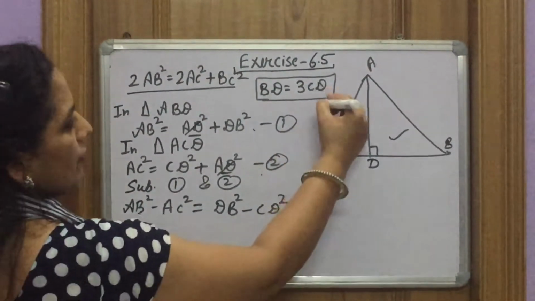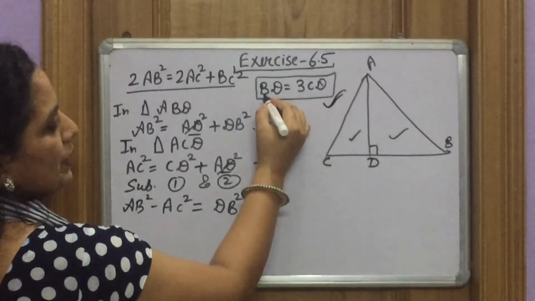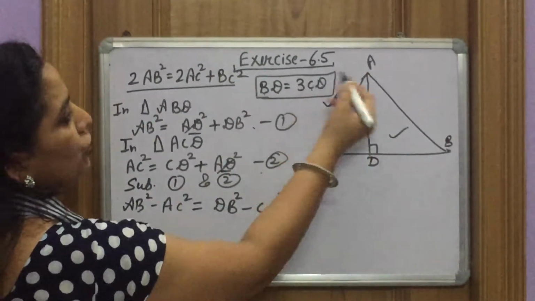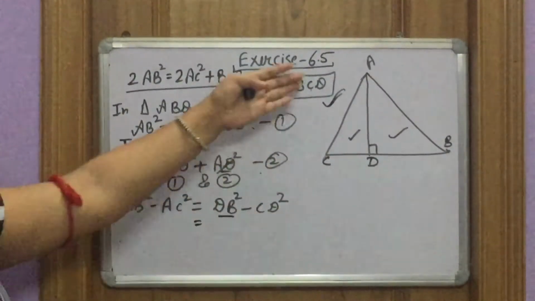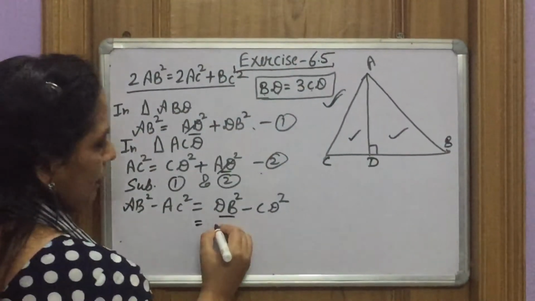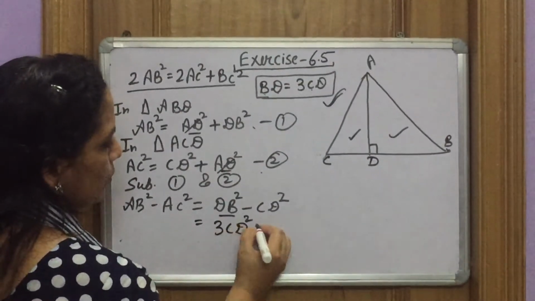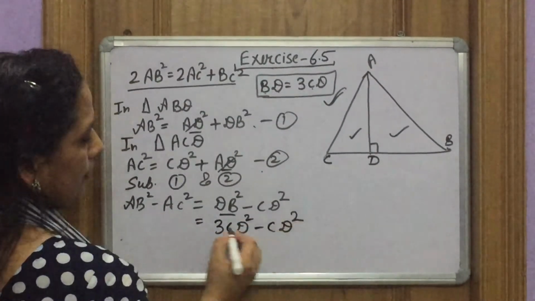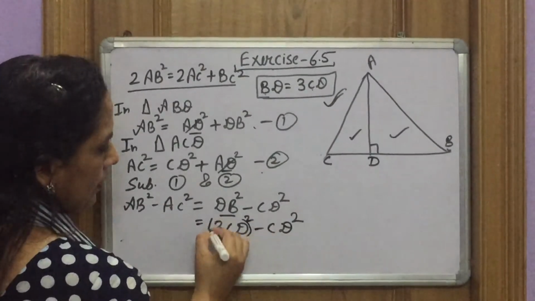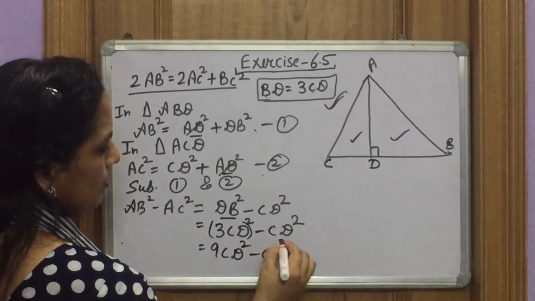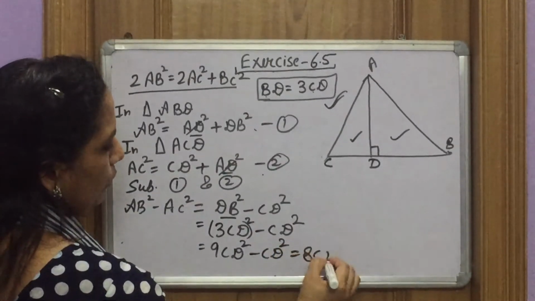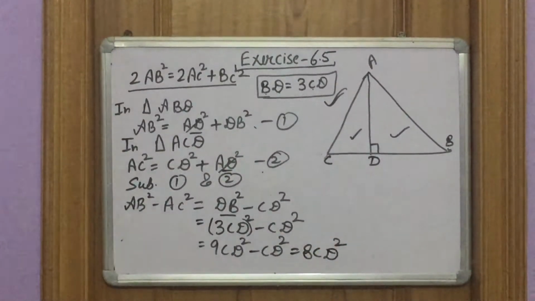Now use the given condition, as BD or DB is equal to 3CD. Here we have DB, we can put this term. So it will be equal to (3CD) square minus CD square, 9CD square minus CD square, it will be equal to 8CD square.